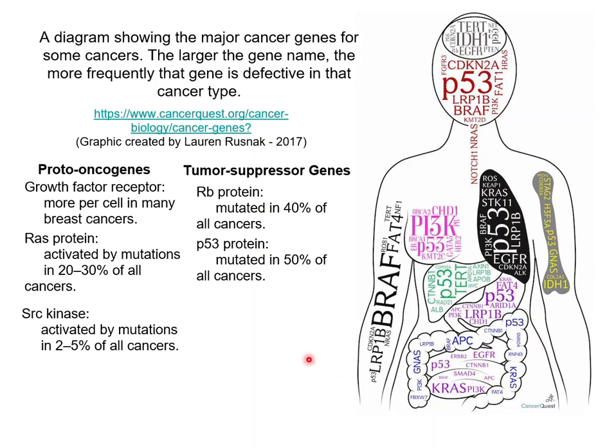P53 is almost everywhere. P53 actually causes about 50% of all cancers. Retinoblastoma, about 40%. RAS, 20 to 30%. Growth factor receptors are in a lot of breast cancers. SRC. And you can see the BRCA2 and BRCA1. BRCA1 and BRCA2 are so well known because they're inherited. So you can inherit that mutation. A lot of these other mutations occur for other reasons. They're not necessarily inherited. But I thought this was a really neat illustration of the different defects in our genes that cause these types of cancers and how frequently they are responsible for them.